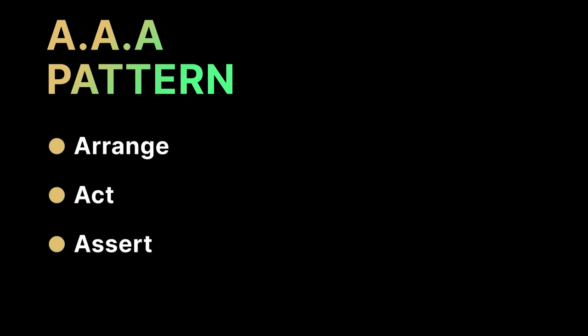Let's talk about the AAA pattern in testing. So what do I mean by AAA? A means arrange, A means act, A means assert. So how is that going to look? This is how it's going to look.